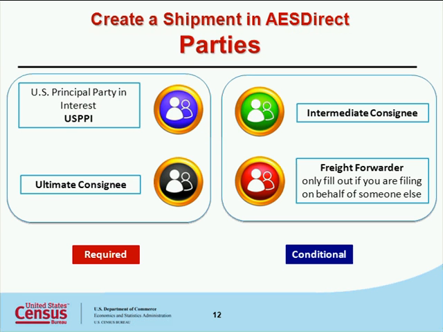Let's take a look at the conditional fields. The intermediate consignee is the person or entity in the foreign country that acts as an agent for the principal party in interest with the purpose of effecting delivery of items to the ultimate consignee. The freight forwarder, or authorized agent, is the person in the United States who is authorized by the principal party in interest to facilitate the movement of cargo from the United States to the foreign destination and or prepare the electronic documentation. Let's take a look at the sections.